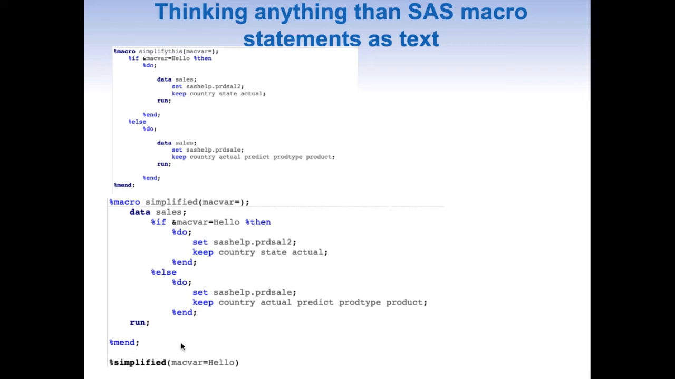And also if we are passing a value which is not equivalent to hello, again it will generate these 2 lines of statements, and then we have data sales on the top, these two statements followed by the run. So it finally forms data sales set sas.pid sale and keep with few variables in here, run.